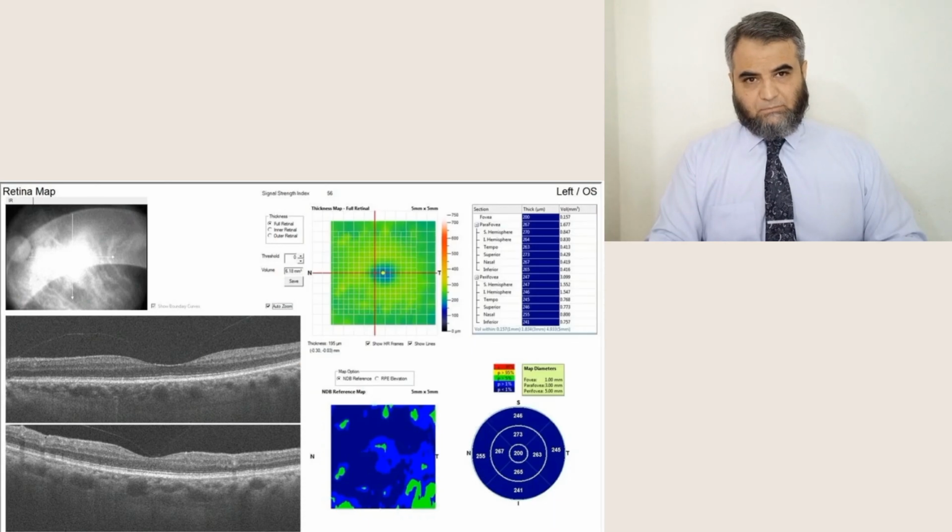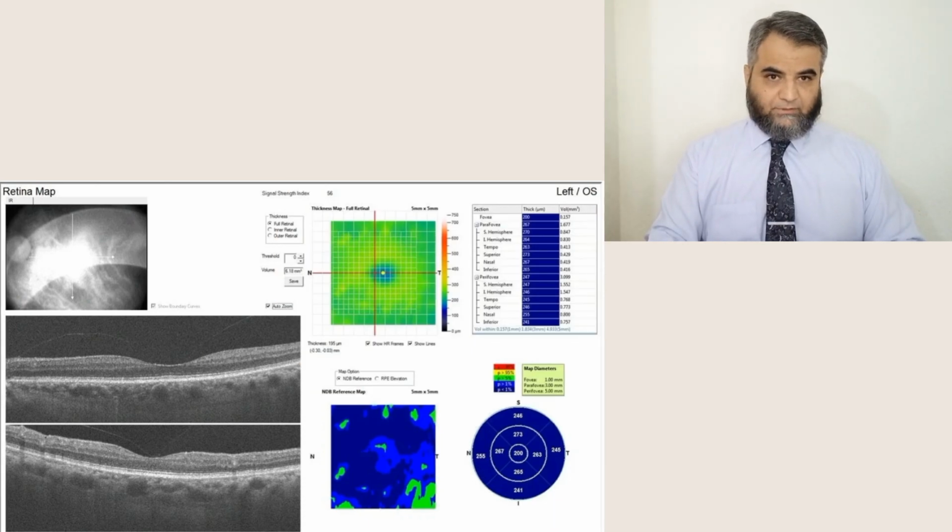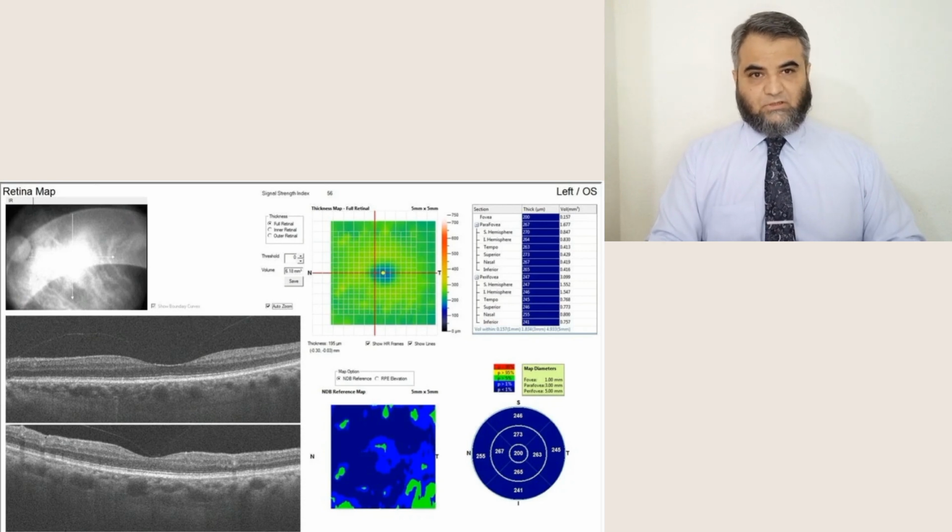This is the OCT macula of the patient preoperatively. Here it shows that there is no macular edema, no macular lesion, everything is perfect. Just there can be seen a partial PVD. Otherwise, everything is normal.